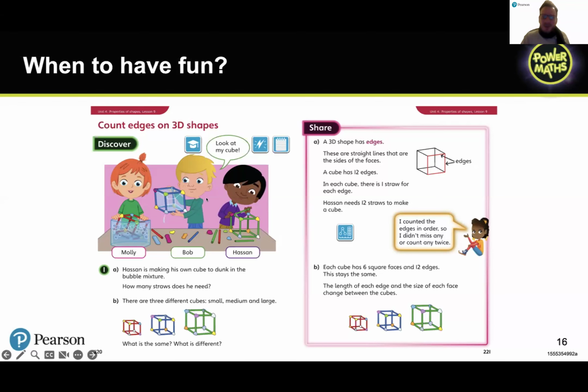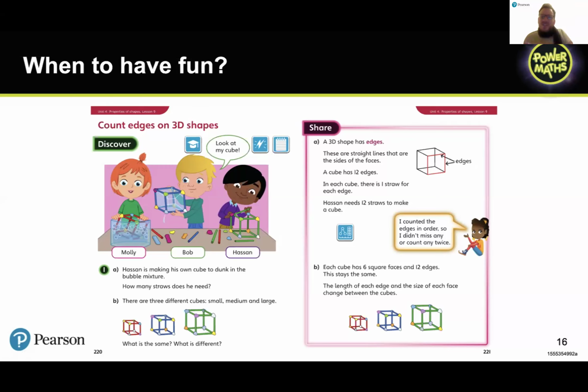And you can see there Bob has done that. Molly's dunked hers in, but Bob's taken his out, and the bubble mixture has worked like that. And actually, why not have some fun? On the page, it's telling a story, but you'd say, no, let's do this. Here's some bubble mixture, here's some straws.